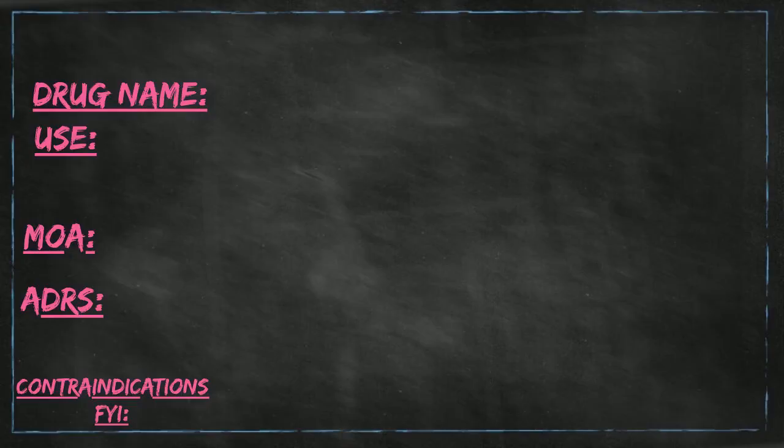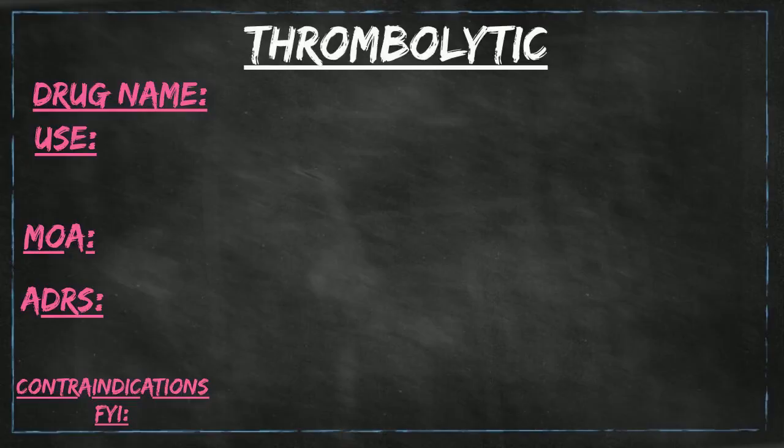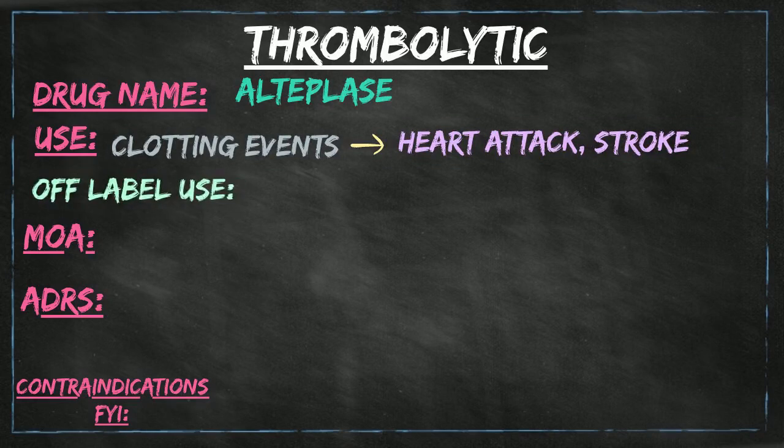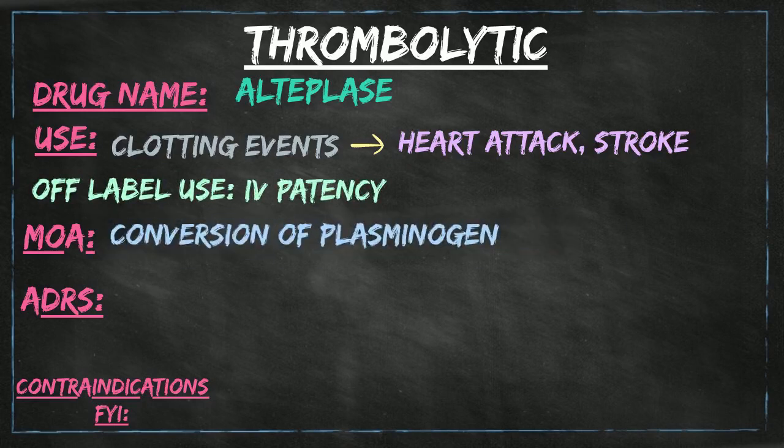A common thrombolytic drug that's used is called alteplase. This agent is used in patients with acute clotting events like heart attack or stroke. It's also used off-label to clear clots that may have formed within intravenous lines. As we just discussed, the drug works by breaking down plasminogen to plasmin, a substance that dissolves fibrin clots.